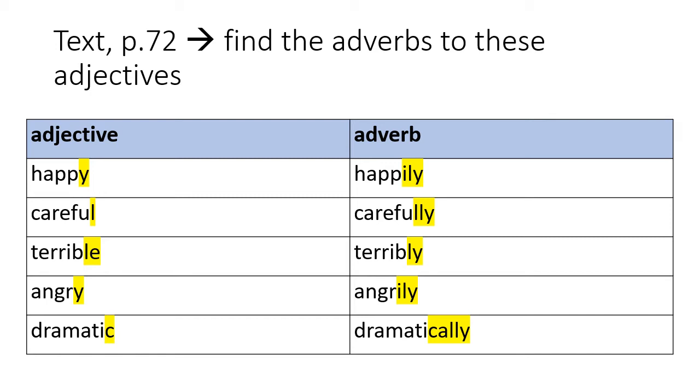For example, adverbs like happily and angrily. The adjectives happy and angry end in y. Happy, angry. Therefore, we need to replace that original y with an I. Happy, and then add the ly ending. Happily, angrily.